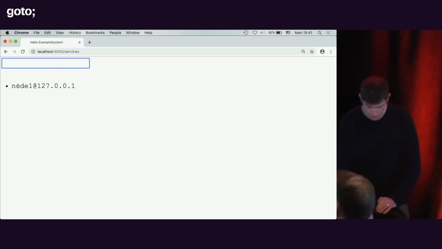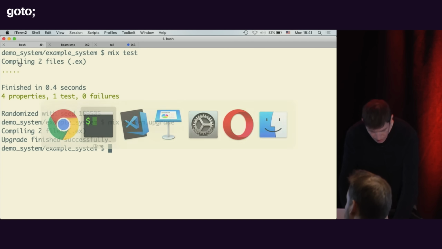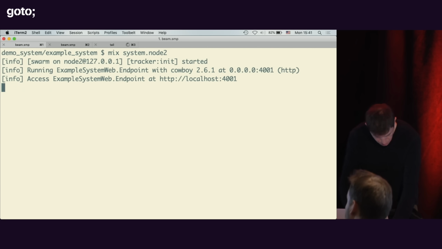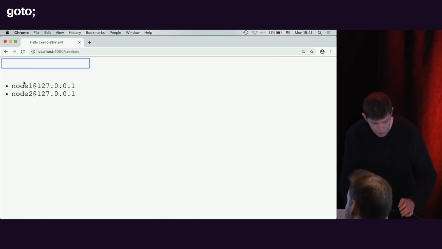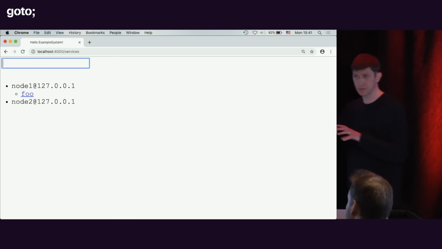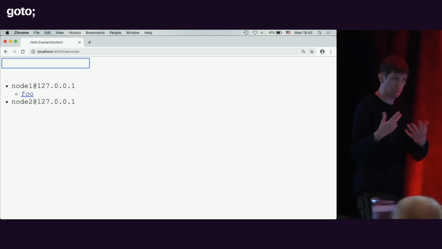Now here I can see the list of nodes in the cluster, and currently we have just one node, so this is not really super exciting. And therefore I'm going to start another node. This one is going to be started in foreground. So system node 2, and immediately we see that node 2 is running, is a member of our cluster now. And so now I provide some name and submit, and then what happens is the system somehow picks a node, starts a process on that node, and gives it a cluster-wide name foo, right?